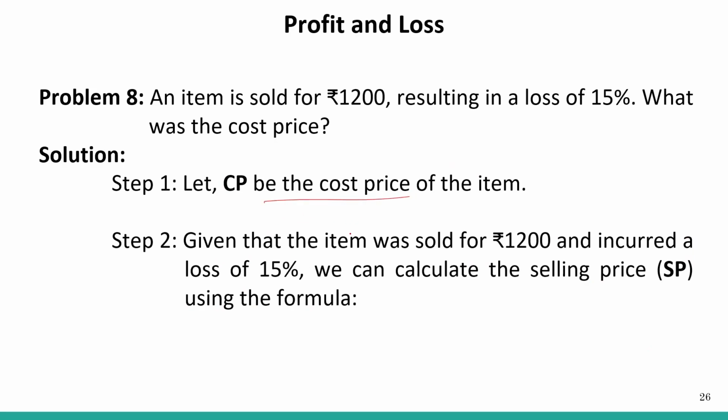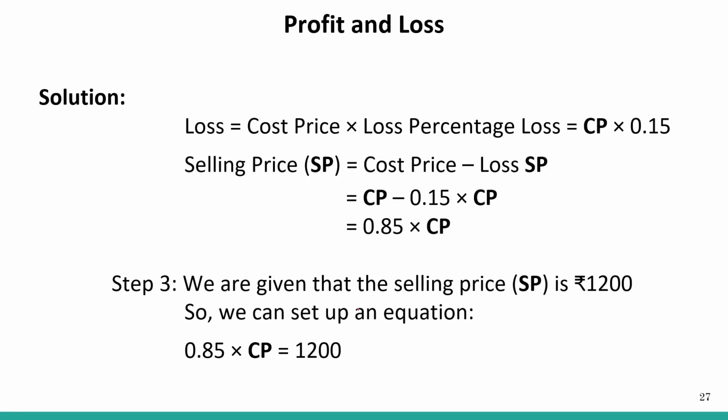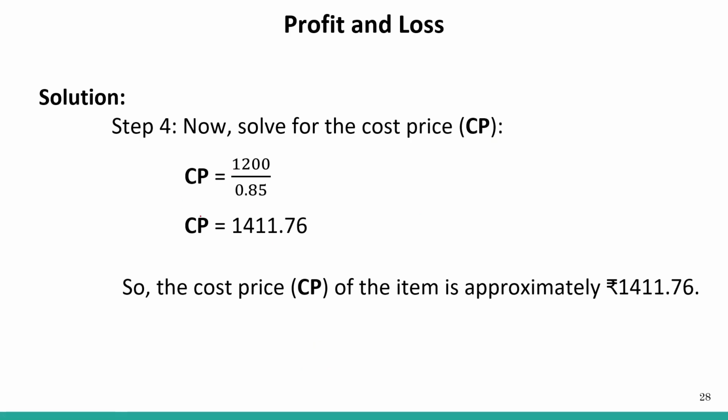So let the CP be the cost price of the item. Given that it was sold at this much, this is the selling price at a loss of 15%. We can calculate the selling price using cost price minus loss, that is CP minus 0.15 CP, so selling price will be 0.85 CP. Since 0.85 CP is equal to 1200, we are left with 1200 by 0.85. So this is nothing but 1411.76. So this is the correct and final answer. Okay, so the cost price of the item is approximately 1411.76.